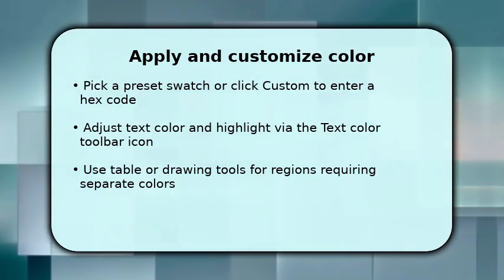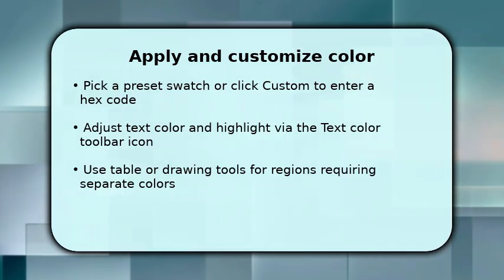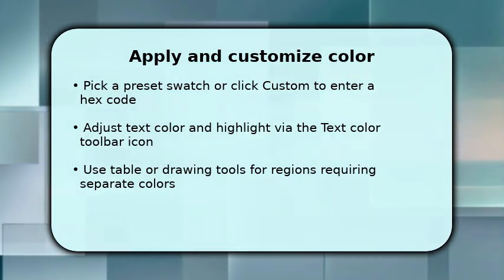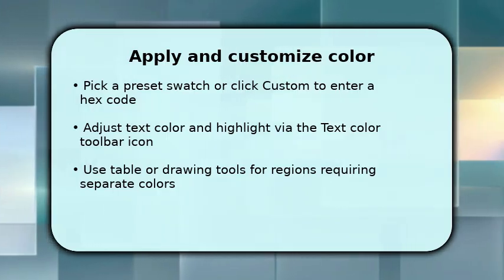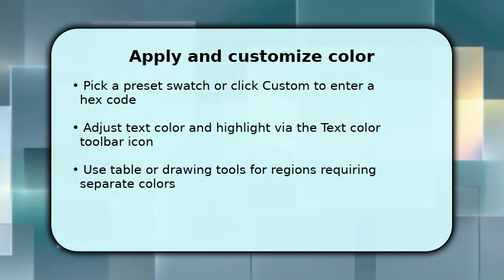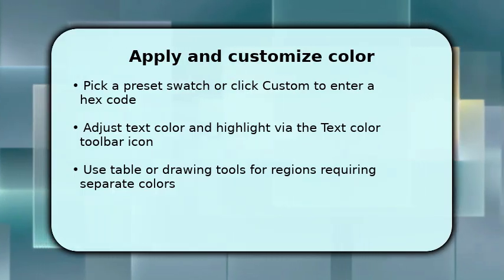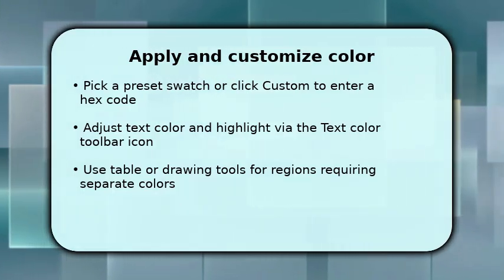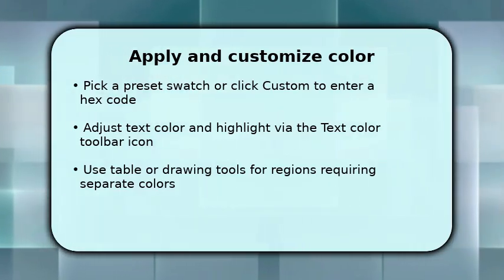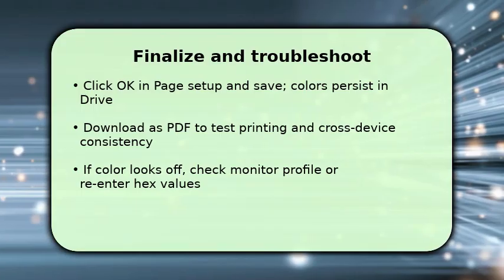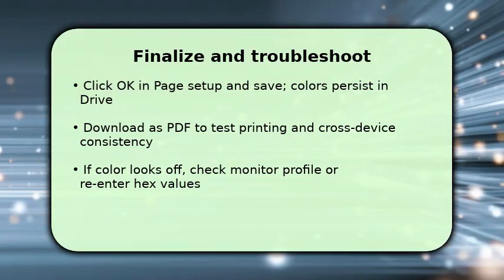For specific text, select the text and use the text color or highlight tool so only that content changes, which helps preserve accessibility. If you need colored blocks, insert a table or drawing and set cell or shape fill. Once done, preview at 100% zoom to finalize by clicking OK in Page Setup and let Docs autosave. Future collaborators will see the page color.